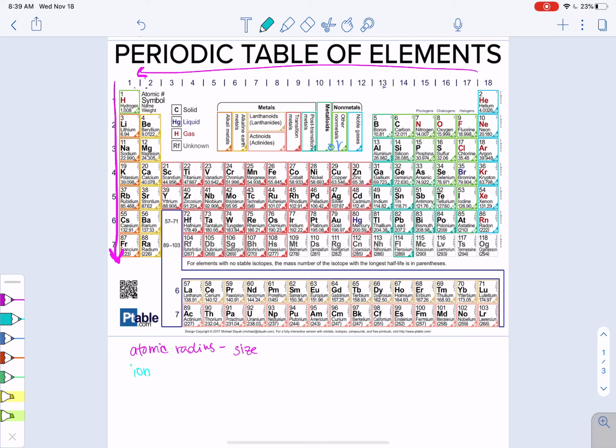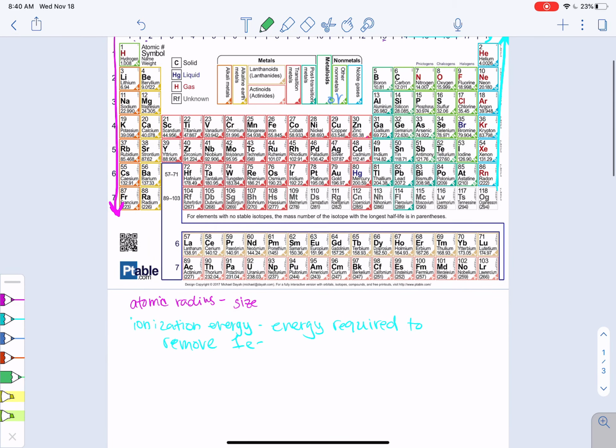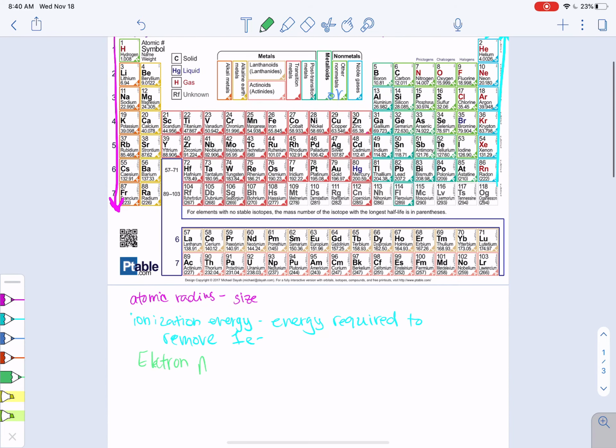The next one we talked about was ionization energy. And this is the energy required to remove one electron. So this one went the opposite direction, so it went over to the top right. Okay. And then the next one we discussed was electron affinity.